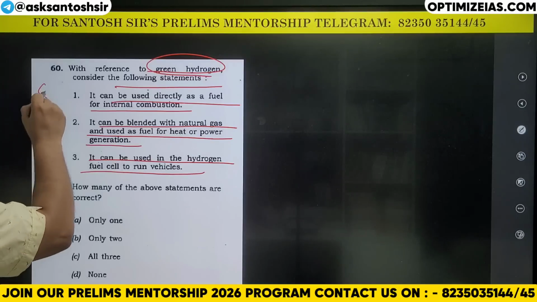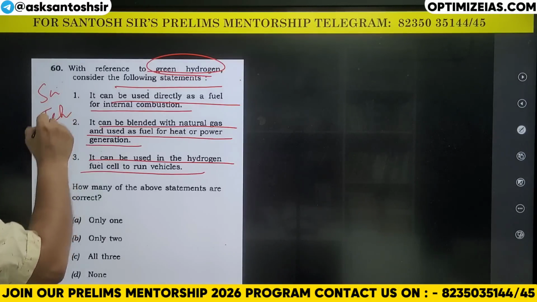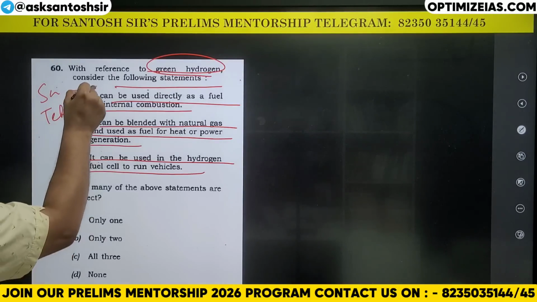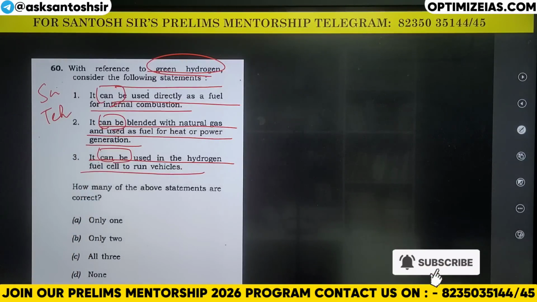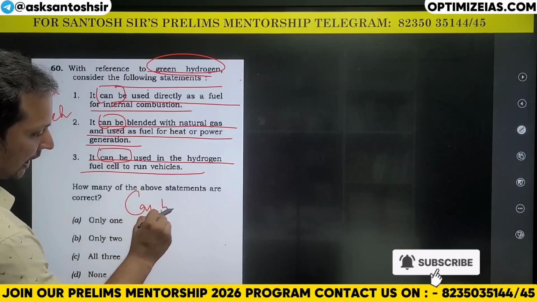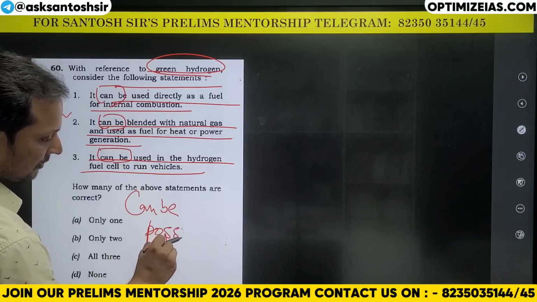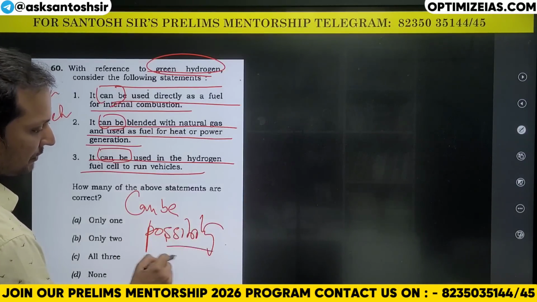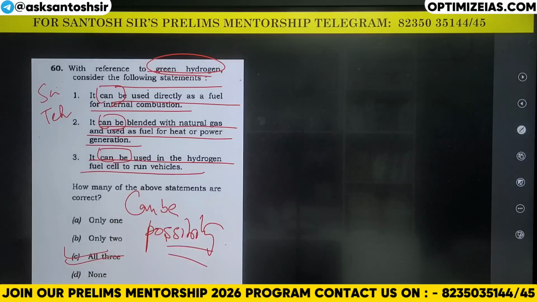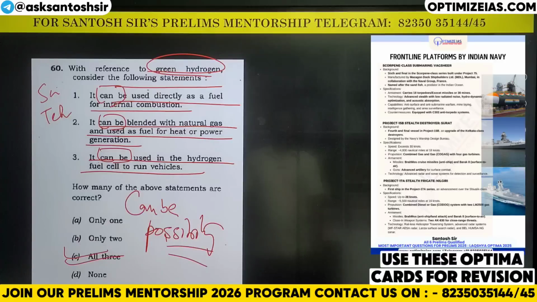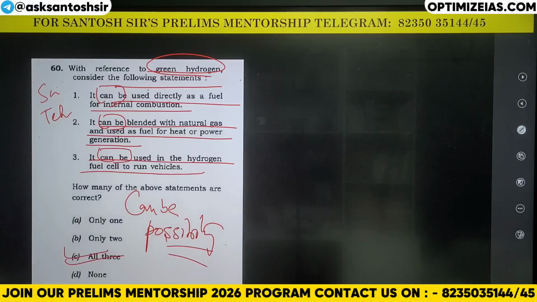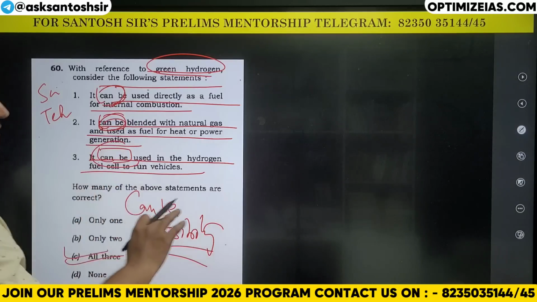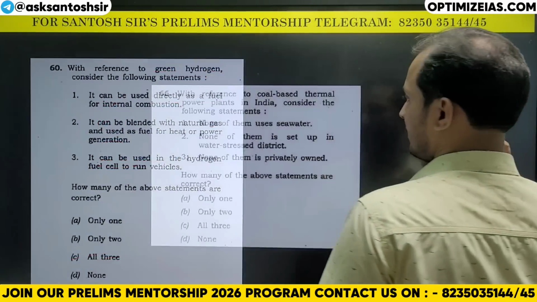Guys, science and tech question, and whenever can be used, can be used, can be. What is can be? Can be basically means possibility. And in science question, possibility means what? Correct. Very important, guys. I hope you are getting this. Science question with can be is always correct. Let us go to the next question.